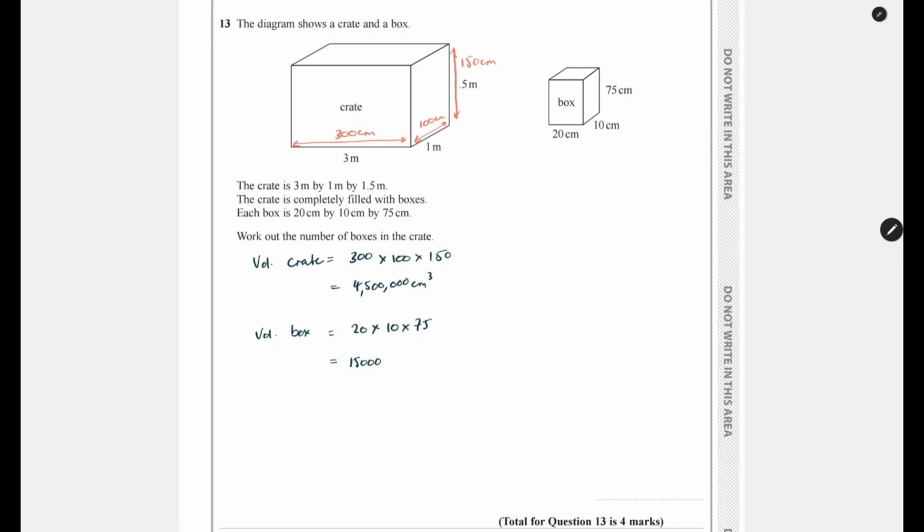15,000 centimeters cubed. And so to work out how many boxes are going to fit in the crate, we're going to divide both volumes. So we can say 4,500,000 divided by 15,000, and that should give us 300. So a total of 300 boxes can fit inside the crate.